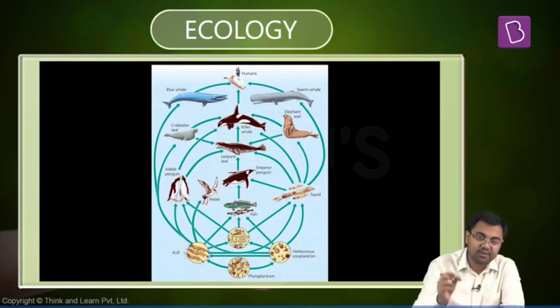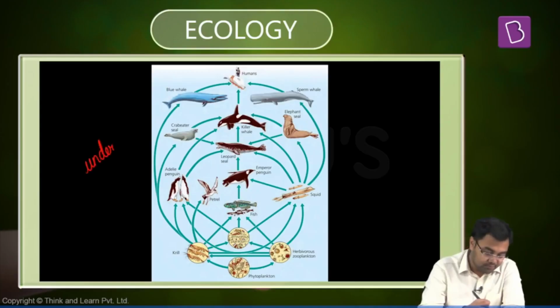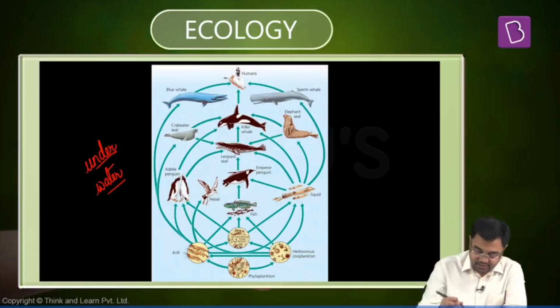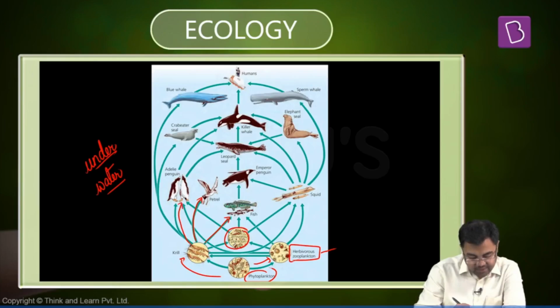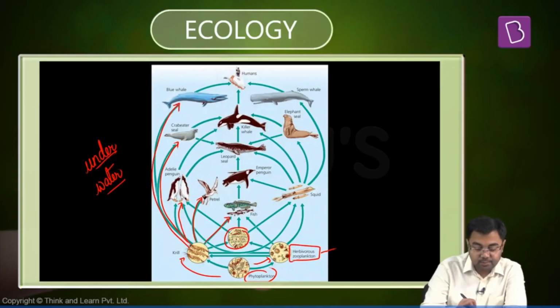So if you look at this particular picture, this is from the food web under water. So what do you see here? You see that one phytoplankton can be consumed by two different kinds of organisms. It can be a herbivorous zooplankton or it can be a krill. Now this krill can be consumed by a carnivore plankton, or it can be consumed by a fish, a petrel, a penguin, a seal, or a blue whale.